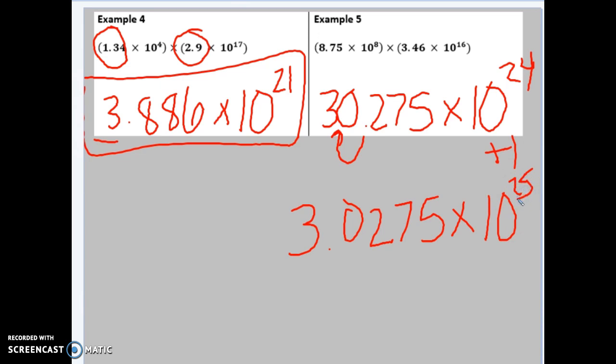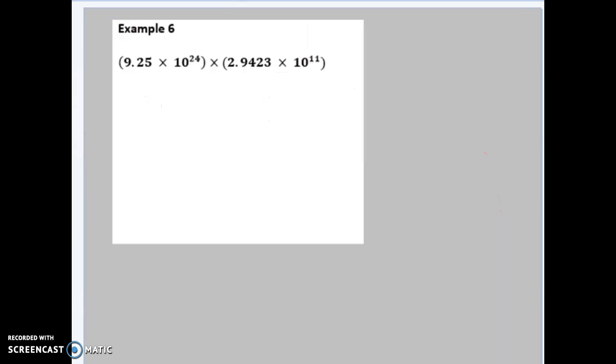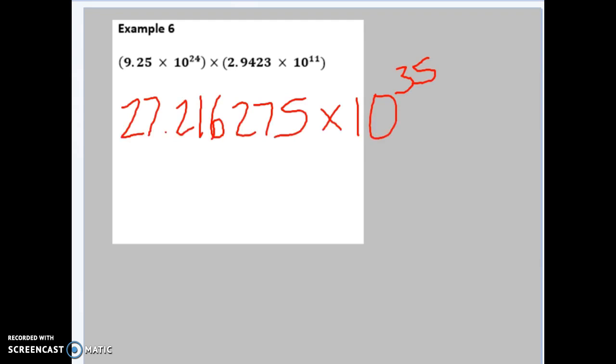All right, I would like for you to pause right now and try example 6 on your own, and then hit play again and see how you did. All right, as you multiply the two numbers together, this is what we should have gotten.